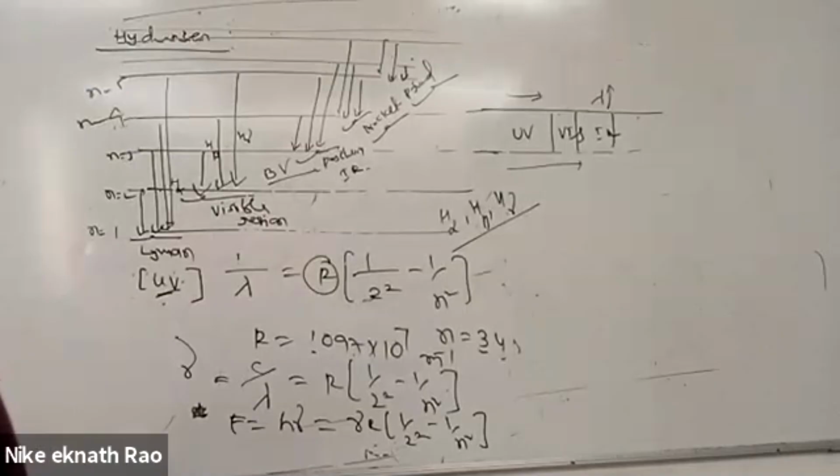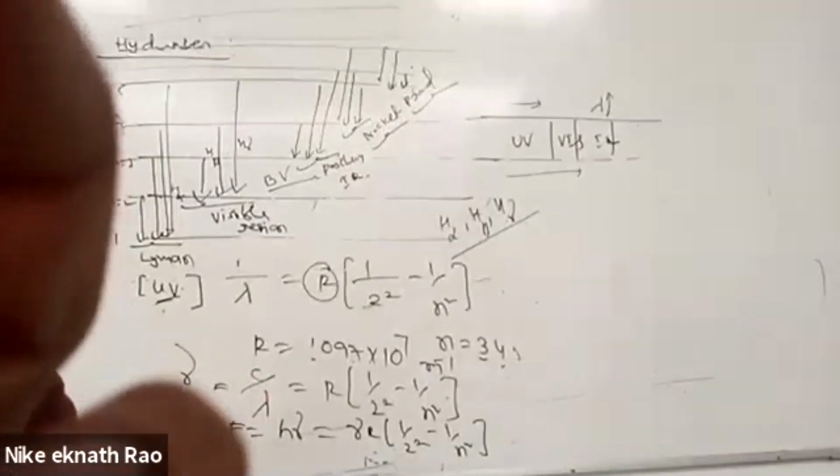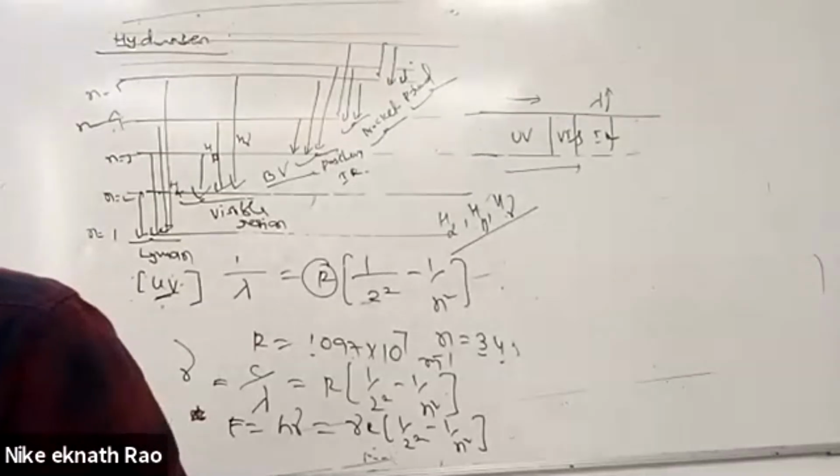Did anyone remember the values of the Balmer series? No. 453, 56 something, last time. 572.